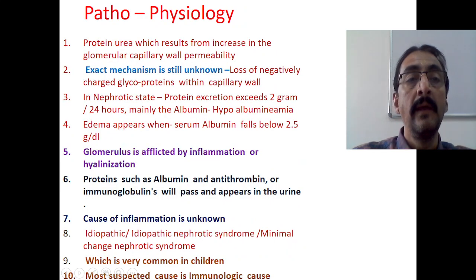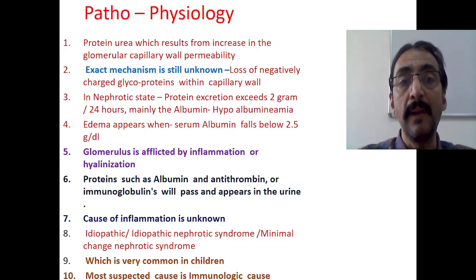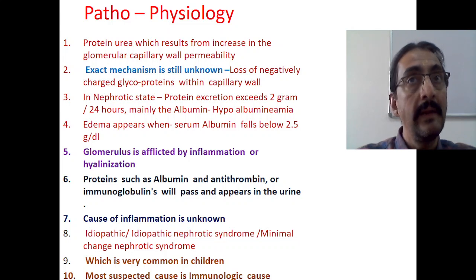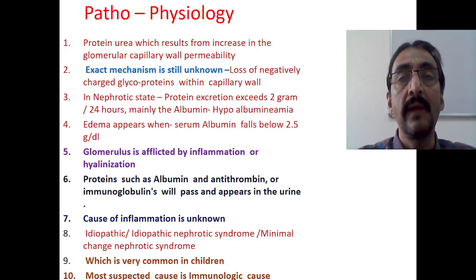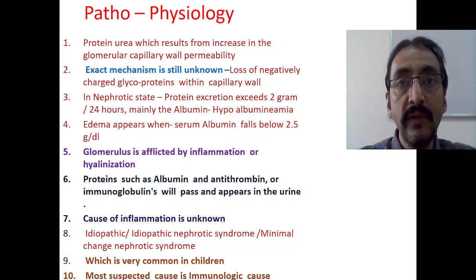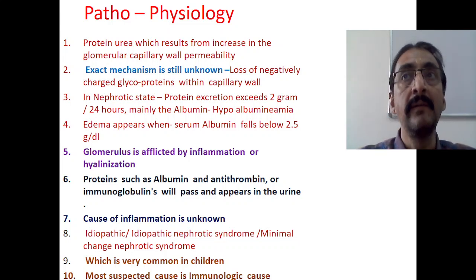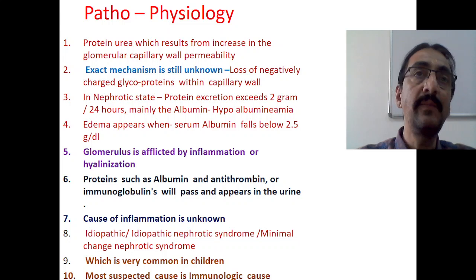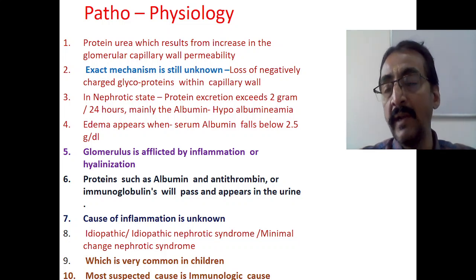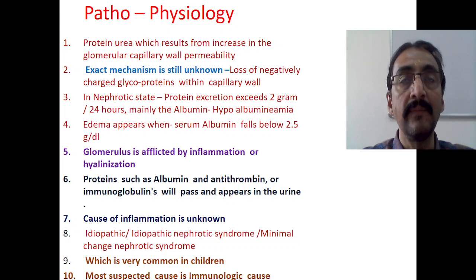Now, the proteinuria results from an increase in the glomerular capillary wall permeability. When there is more protein loss through the filtrated fluid through the glomerulus, that is called proteinuria. That means the urine contains more protein than required, or than expected. Okay, so this is called proteinuria. So why does this proteinuria occur?